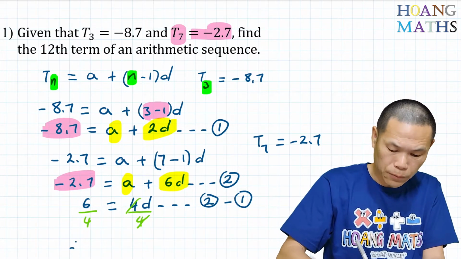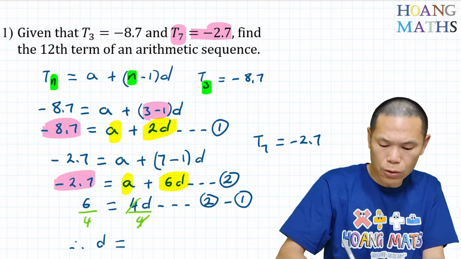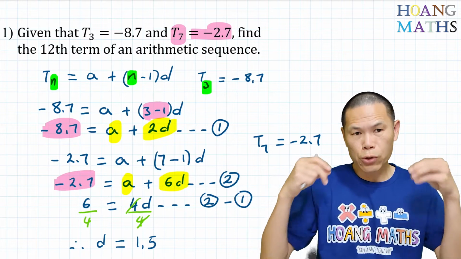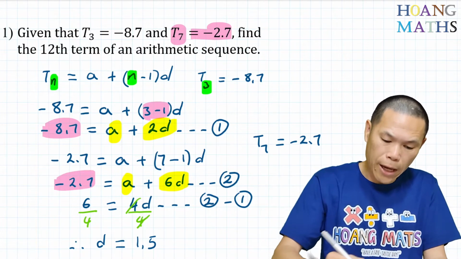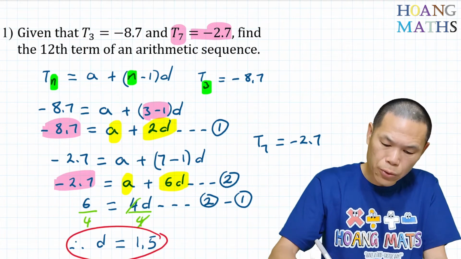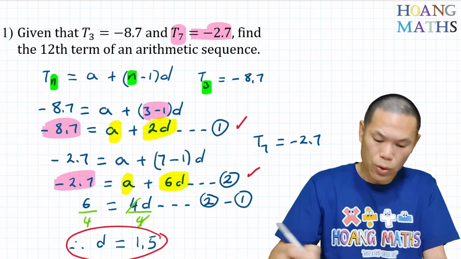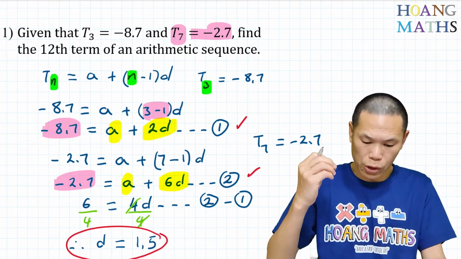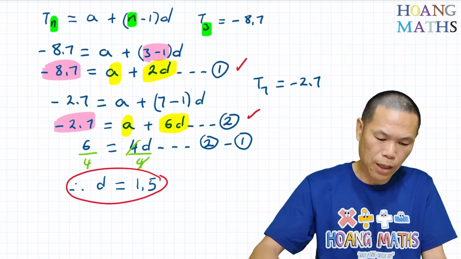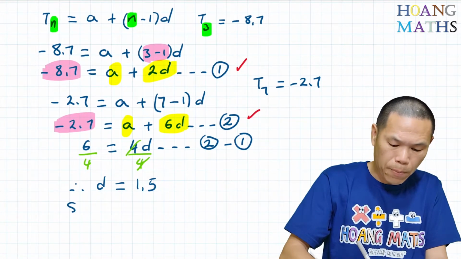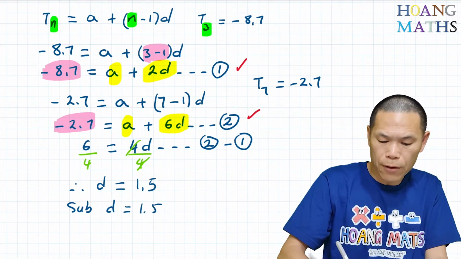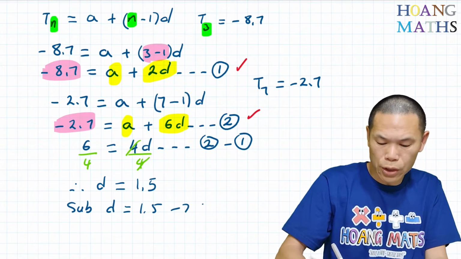So therefore, d is equal to 1.5. Now we have d, so we need to solve for A. To solve for A, we can either substitute d into either equation 1 or 2. Doesn't really matter. So let's just substitute d equal to 1.5 into equation number 1.